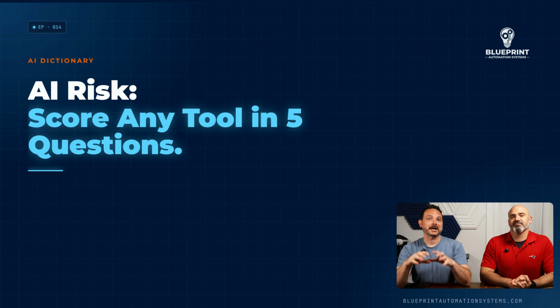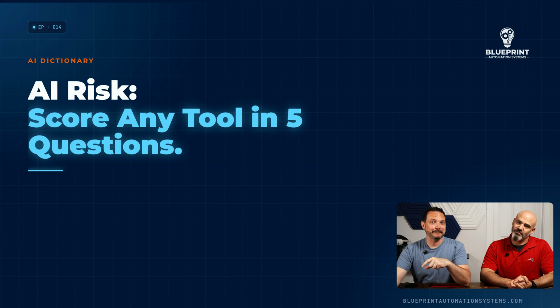Every episode, we put a color on the screen at the end of our videos for how risky something AI related is to use in your business. Green, yellow, red, and about half the time, it can actually be two of those colors at once, depending on how you use the tool.